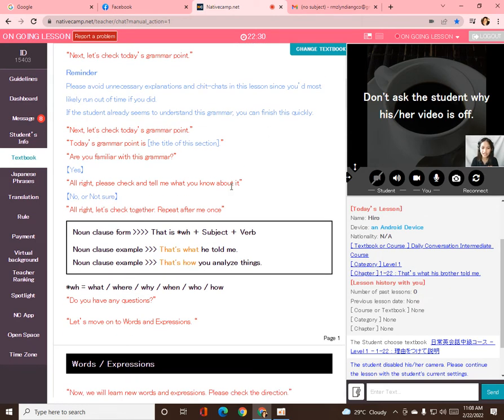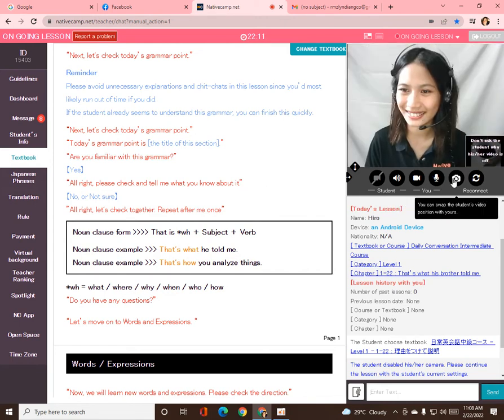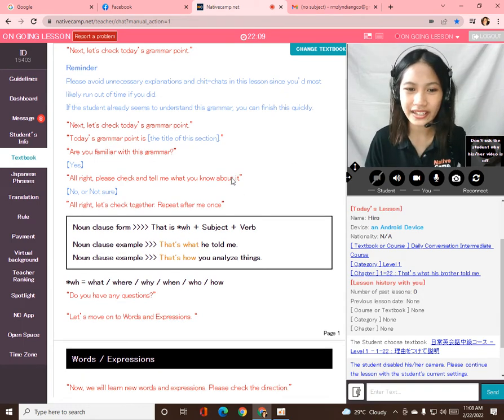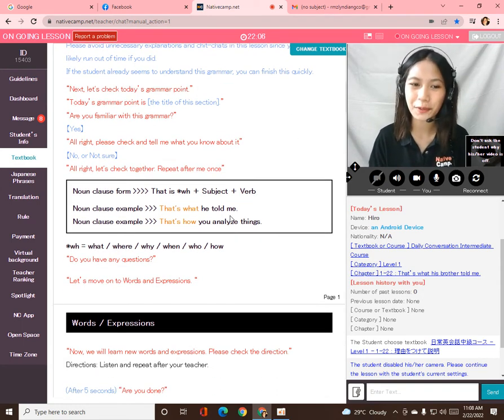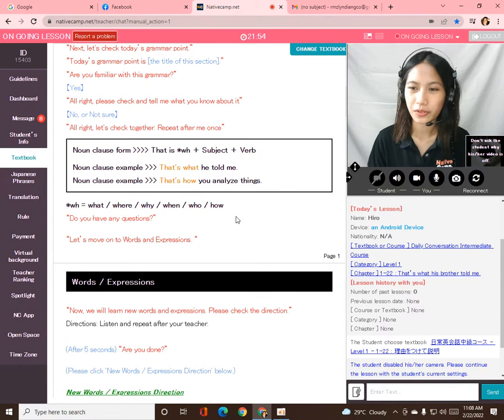Today's grammar point is noun clause form, that is WH plus subject plus verb. Are you familiar with this grammar? No, I'm familiar with this grammar, and I understand it. All right. Now, I think you know a little bit of this grammar. So let's just check the sample. Noun clause example, that's what he told me. Noun clause example, that's how you analyze things. Right? So, do you have any questions about it? Okay, I don't have any questions so far.